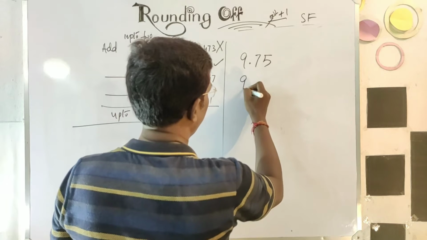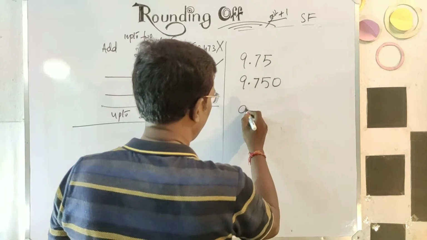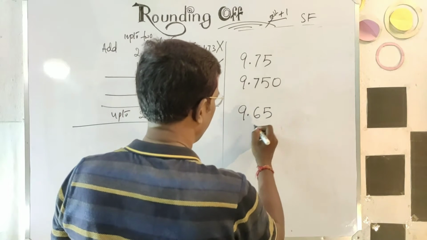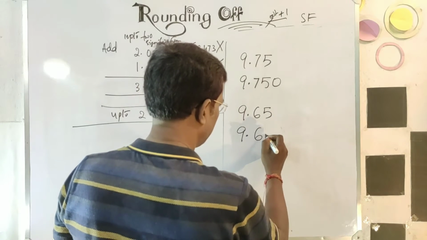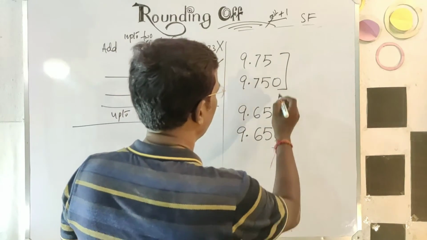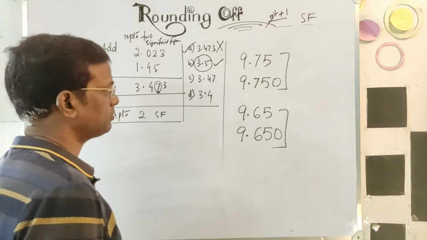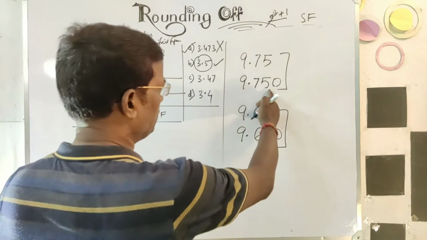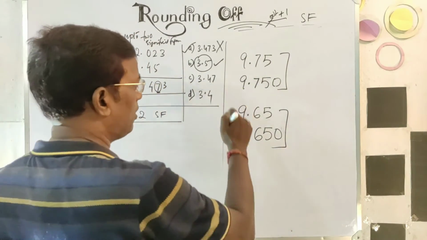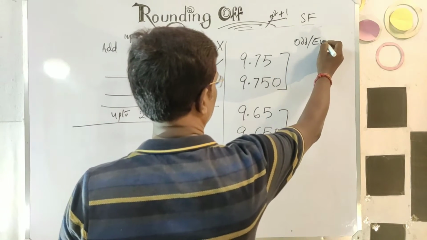9.75, 9.750, 9.65, 9.650. Now here the numbers are ending with either 5 or 0. After 5 nothing is there, after 5 only 0 is there. So the odd even case is again applied here.